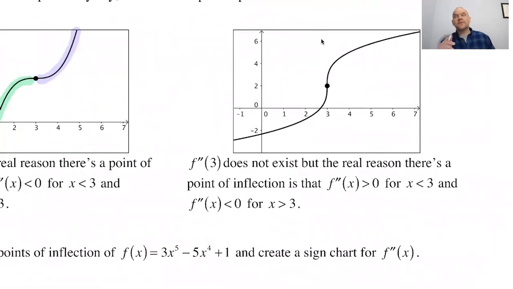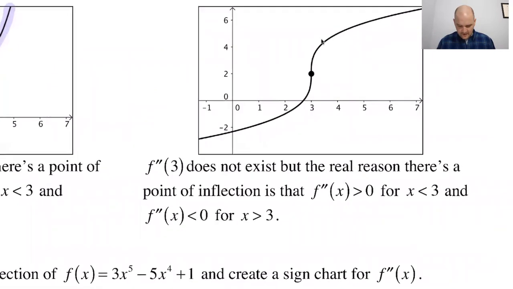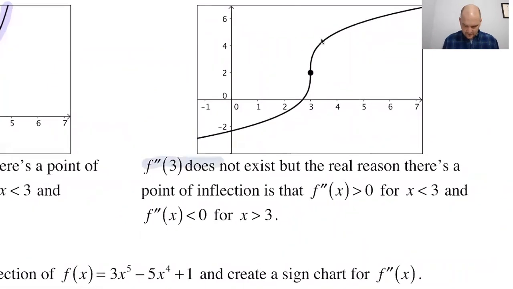not exist. So you can actually tell from this that f double prime of 3 won't exist because f prime of 3 doesn't exist, right? So f prime is not continuous at x equals 3. So how could f double prime exist? But f double prime of 3 does not exist. That is not the reason, however, that we have a point of inflection.